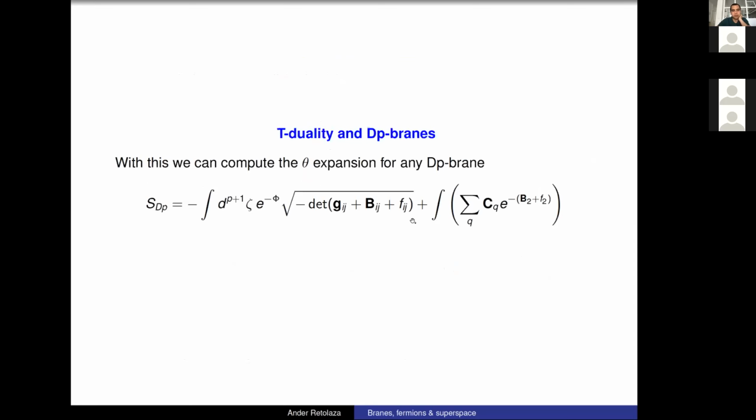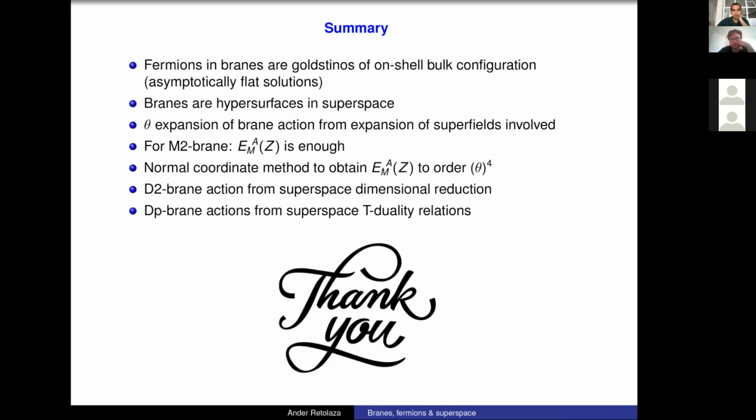What one needs to do is take this action, take the superfields that you have there, make the expansion to the order that you need, and just perform a Taylor expansion of this action. And that's it. So let me just leave you a summary of what I've been telling you, and thank you for your attention.